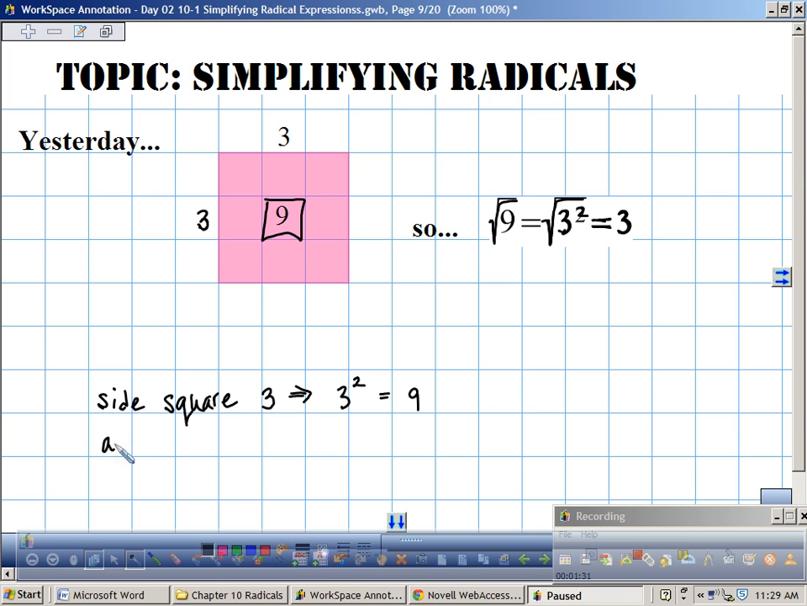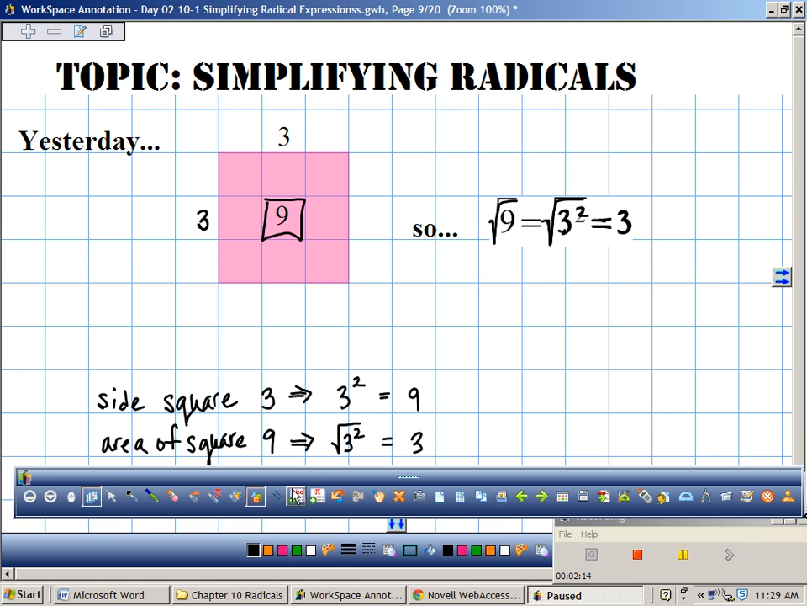What if I told you the area of a square is 9? Could you tell me the side? How do you know? Because the square root of 9 equals 3, correct? Or I should say, the square root of 3 squared equals 3, correct?